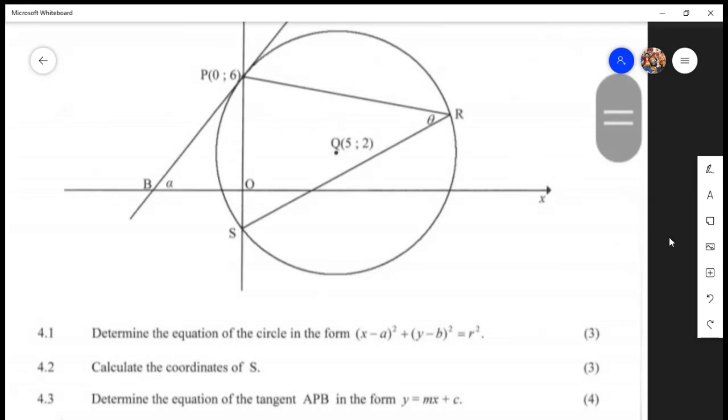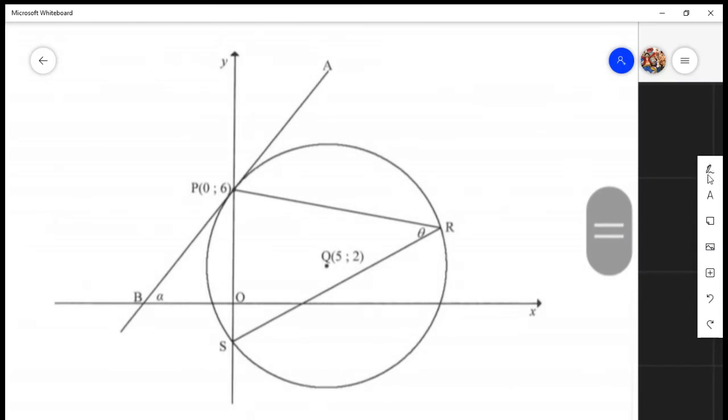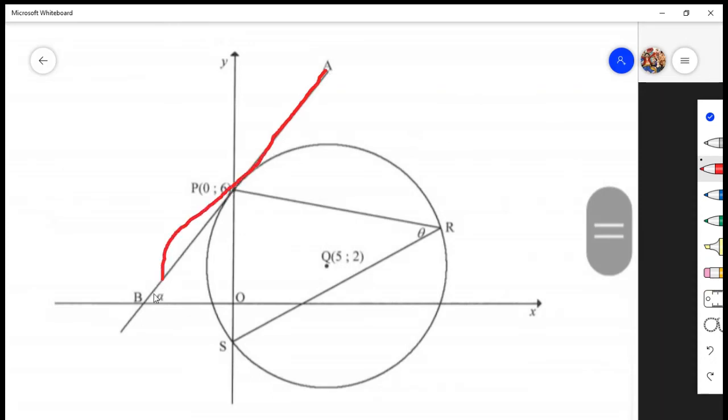Okay. So question 4.3, determine the equation of the tangent APB in the form y is equal to mx plus c. So we basically need to get the equation of the tangent, right? So they want us to calculate the equation of the tangent, which is this line over here, APB. Okay, so they want us to calculate the equation of the tangent APB, right?